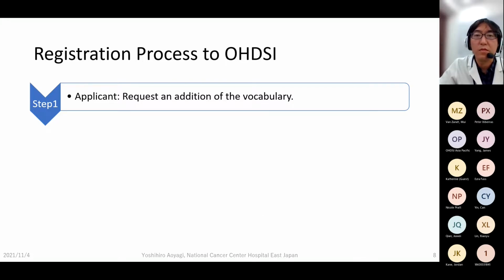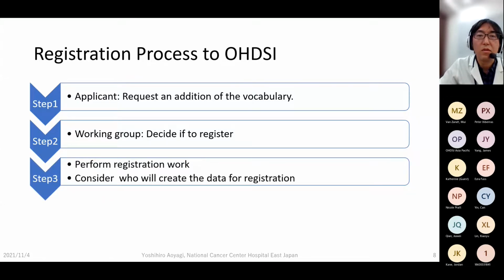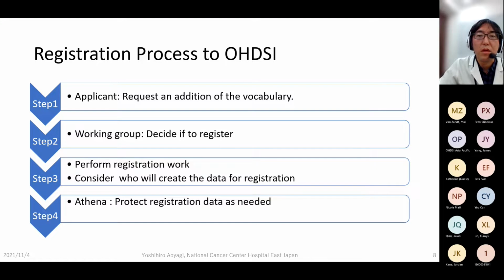So next slide. Let me share the registration process to OHDSI. Firstly, somebody requests the addition of a vocabulary to OHDSI. Secondly, the community vocabulary working group decides to register. And next, if the vocabulary needs mapping to the standard, a plan is needed for how and by whom such mapping will be created. If the vocabulary is closed, not open source, Athena has a protection mechanism.